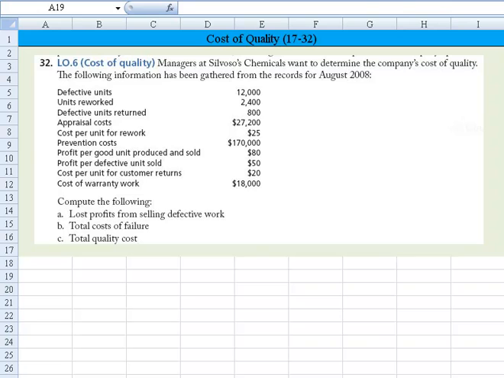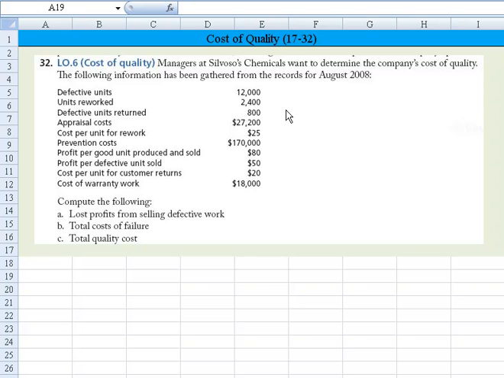Okay, let's take a look at this cost of quality problem. Let me read some of the facts here. Managers at Silvosos Chemicals want to determine the company's cost of quality, and they have quite a bit of information here. For instance, the defective units were 12,000, units reworked were 2,400, the defective units that were returned were 800, the appraisal cost $27,200. Cost per unit for rework was $25. Prevention cost $170,000. We know that profit per good unit produced and sold was $80.